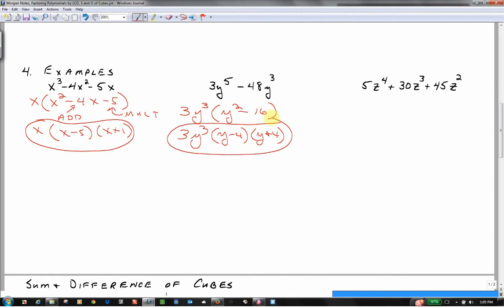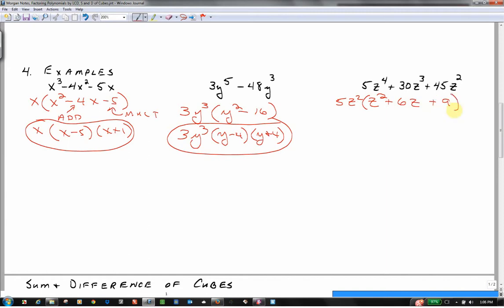Don't forget the factor that you pulled out at the start has to go all the way down because you can't divide it out. Let's look at the last one. A 5 can come out of all those terms. And since there's a z squared in the last term and a cubic and a fourth power, a z squared can come out. That would give me, with z squared, plus 6z plus 9.